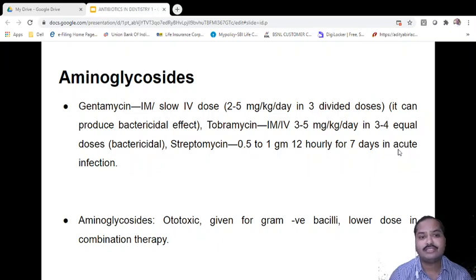Then tobramycin and streptomycin have been given for acute infections, and these drugs are more toxic than other groups of drugs. So they have to be given in very severe infections when other drugs are not effective. These are ototoxic, and they are given for gram-negative bacillary infections, usually in combination therapy where their doses can be reduced. So they should be utilized as this.